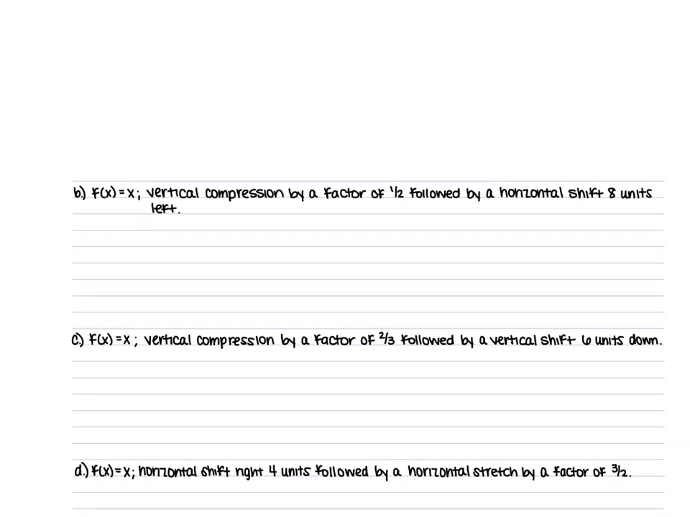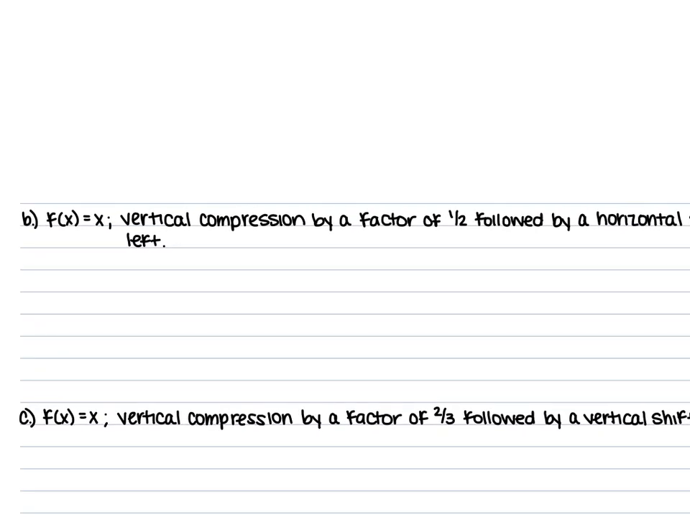Let's take a look at B. Again, we have f of x is equal to x, and we have a vertical compression by a factor of 1/2, followed by a horizontal shift of 8 units left. So what do we do for a vertical compression by a factor of 1/2? Is the 1/2 inside the parentheses or on the outside? We multiply 1/2 on the outside.